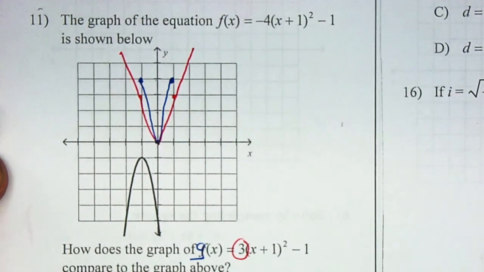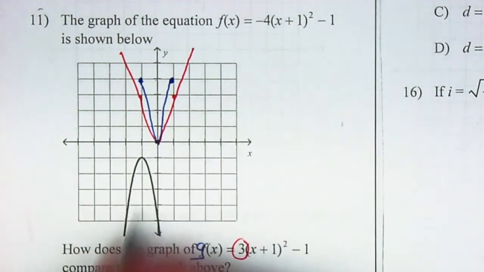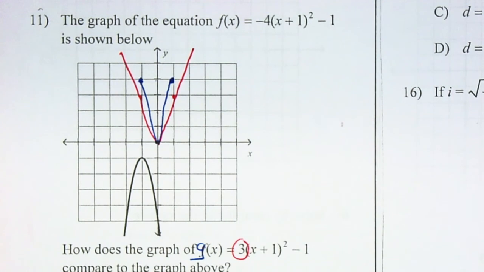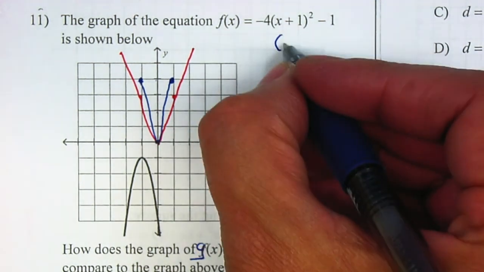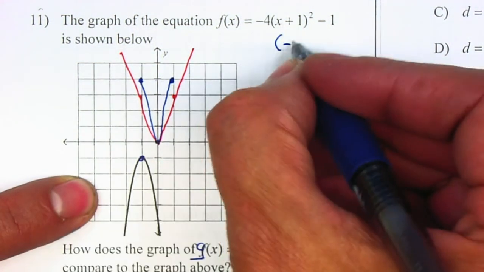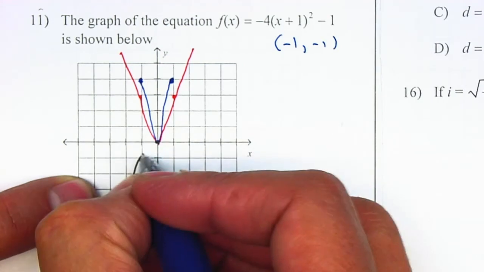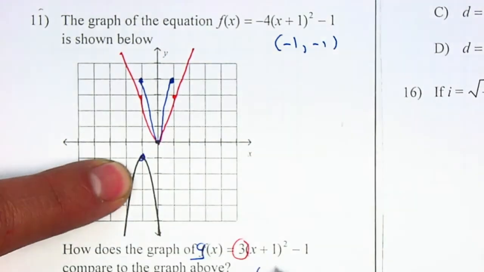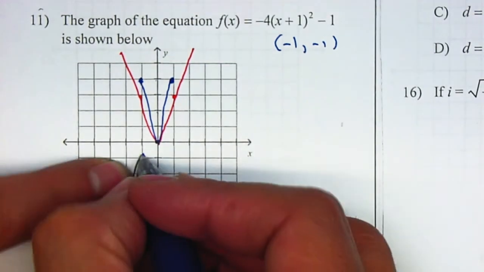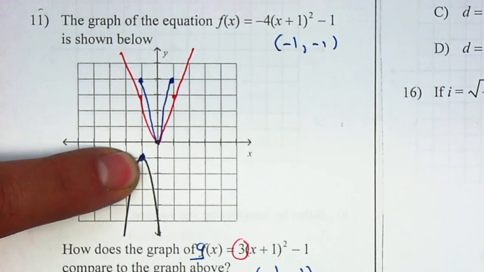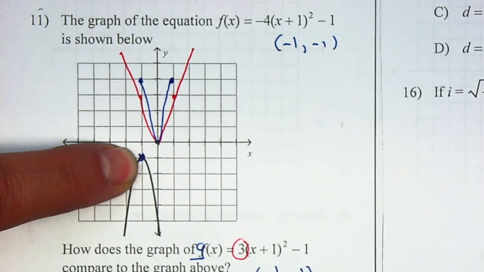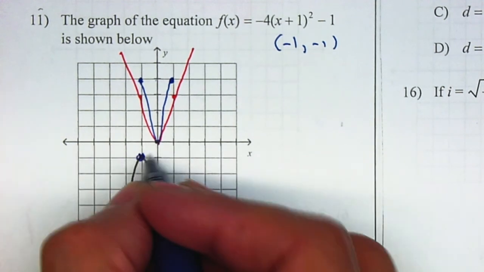Let's continue with the other options. Is g of x, the red one, narrower? No. Has it been shifted up? So let's look at the vertex. The vertex for this is given to you, which is negative 1, negative 1, which is down here. The vertex for this one is negative 1, negative 1. So was it shifted? No. The vertex is exactly in the same location for both. Did it shift to the right? No, they're exactly on the same location.